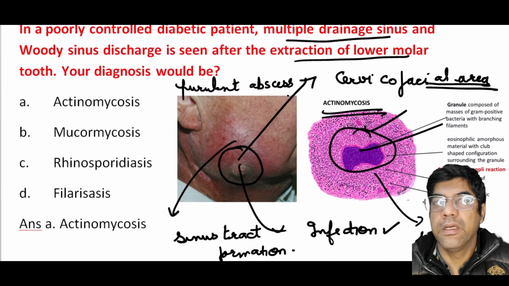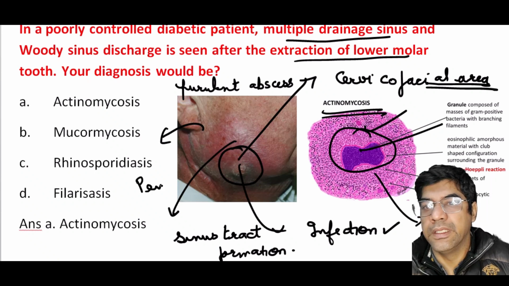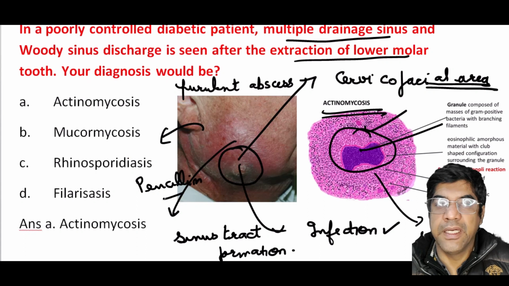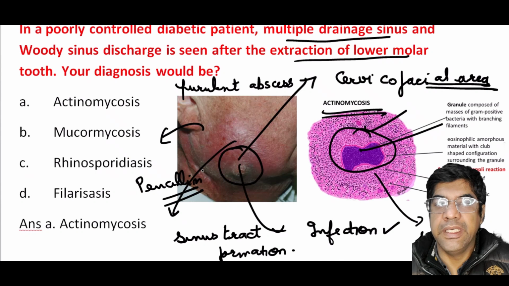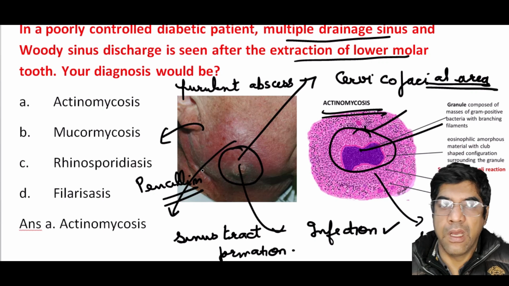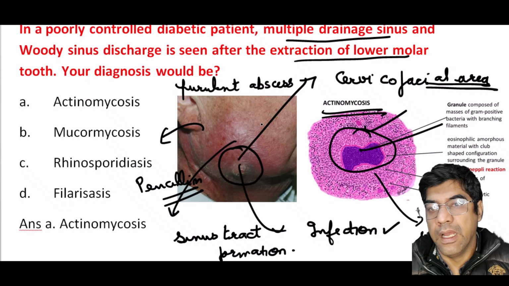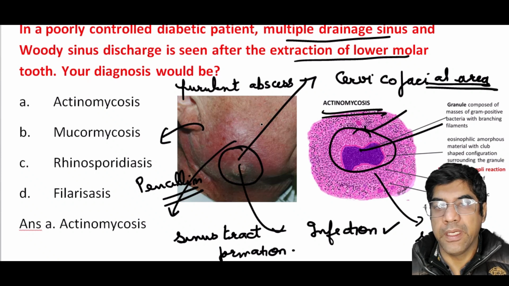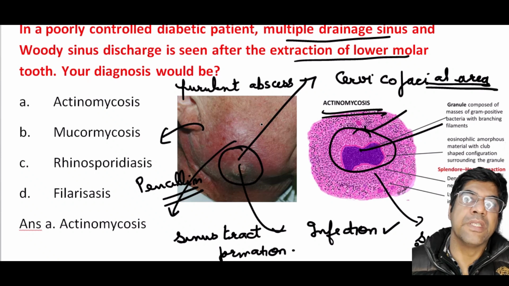So you should know the treatment part. The treatment we consider is penicillin. It is the standard treatment for actinomycosis. Intravenous penicillin G is given, along with several months of oral penicillin. That is the antibiotic treatment that is effective against Actinomyces israelii.